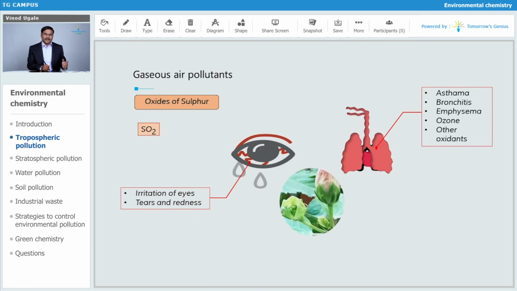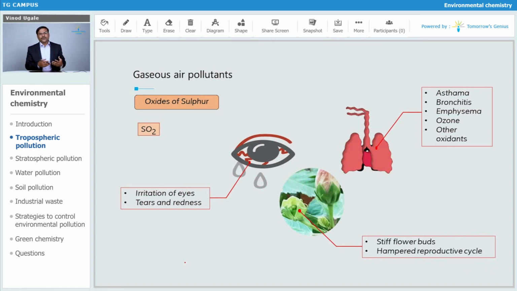Yes, this is about the plants. Sulphur dioxide, what is it going to do? The flower buds are going to become stiff, and it is going to hamper their reproductive cycle. And if plants get hampered because of SO2, obviously the food that they give us by photosynthesis will not be enough for all of us. So these are the effects of sulphur dioxide.